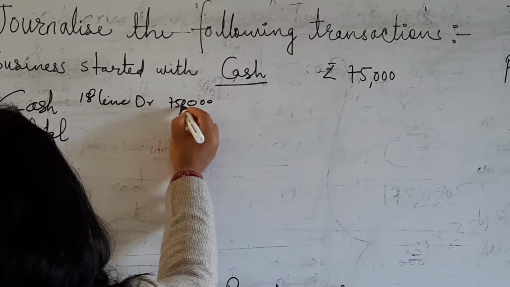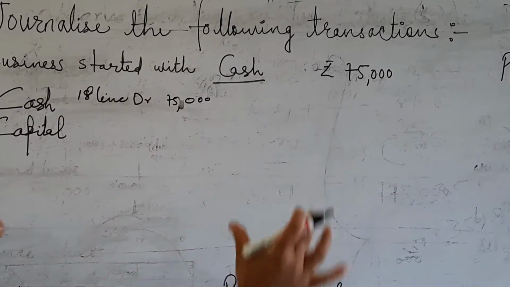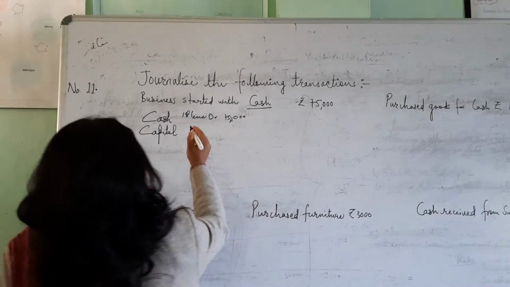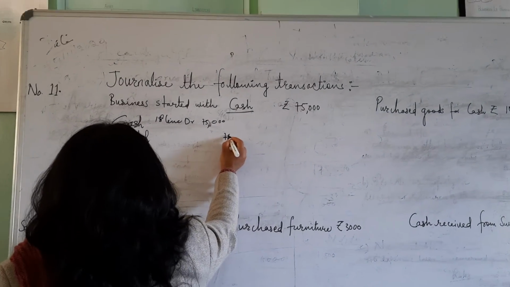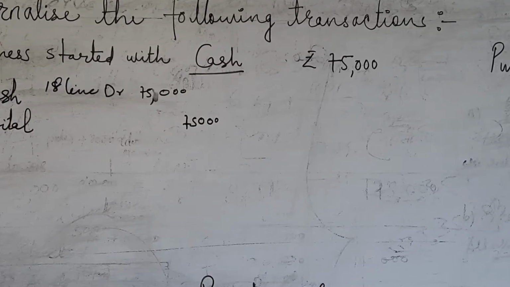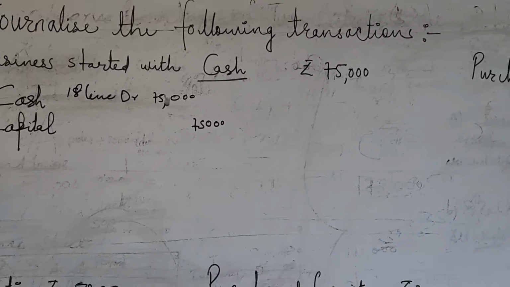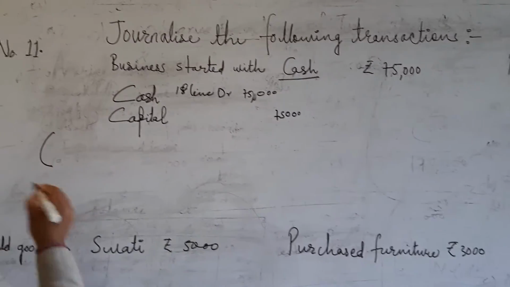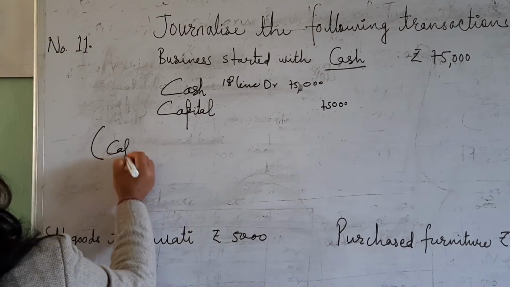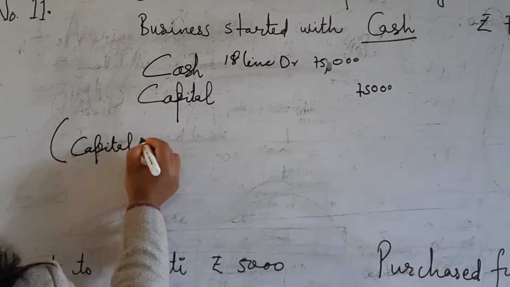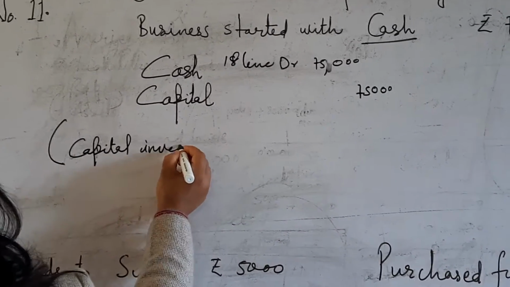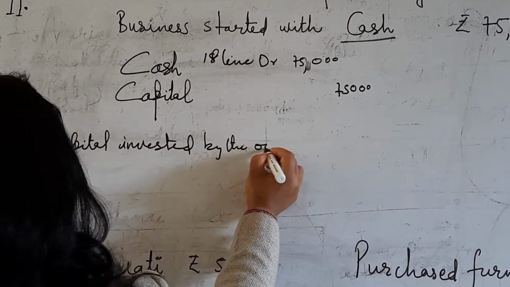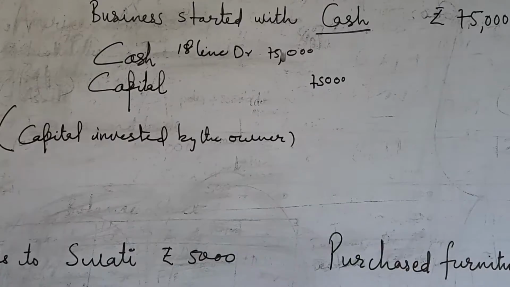Later on we'll be following the proper format of recording the transaction. We are only writing in a rough manner, that is cash 75,000 and capital is also 75,000. For the explanation of the journal entry, the narration, what do we write? Capital invested by the owner, isn't it? So this is over.